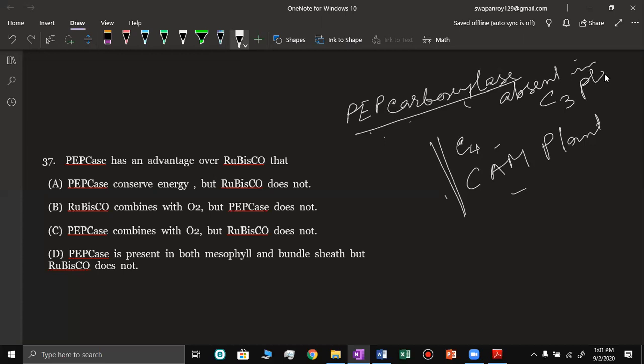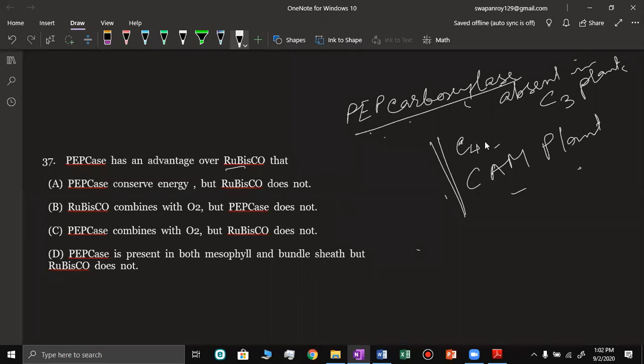Rubisco is found in all the plants, of course, in C3, C4, and CAM, because this is the enzyme of the Calvin cycle. Okay, and the Calvin cycle is the main process of the reduction of carbon dioxide.